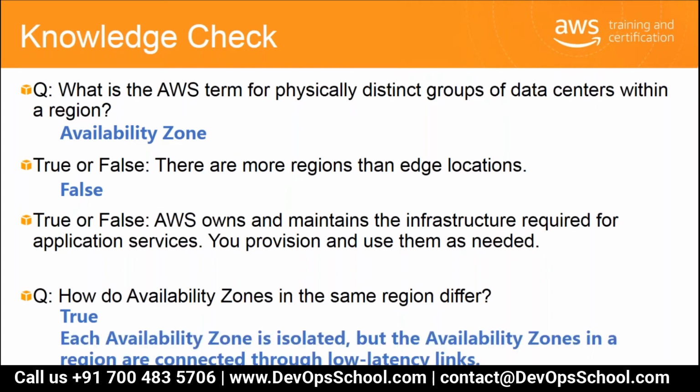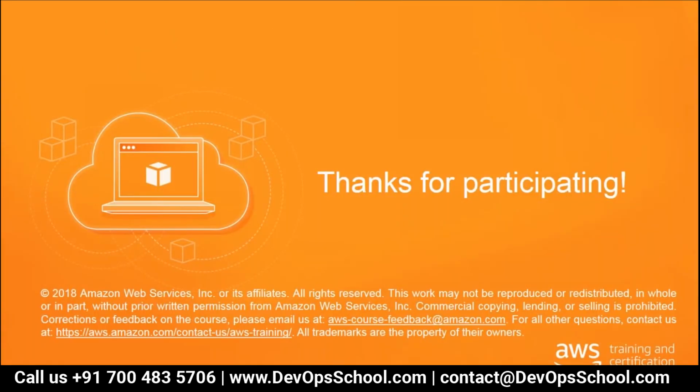Even though they are isolated, they are connected with some low latency links, and that doesn't have a dependency on the other availability zones. So if one availability zone is down, other AZs can still function independently. Right. All right.